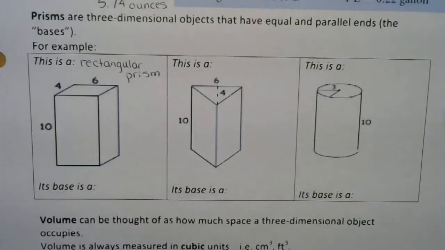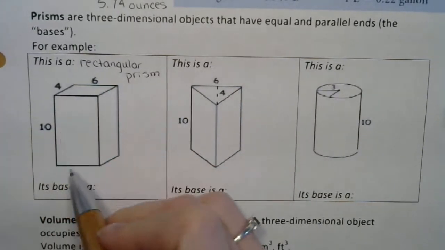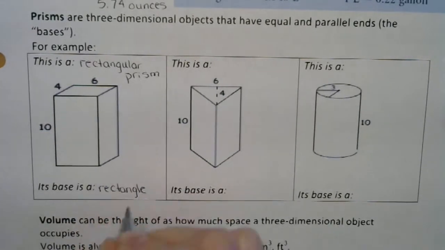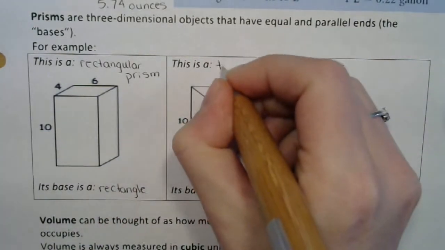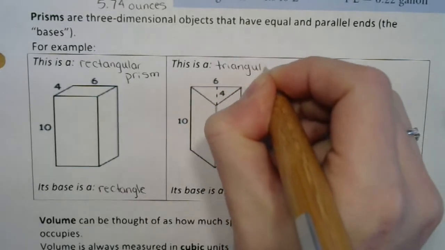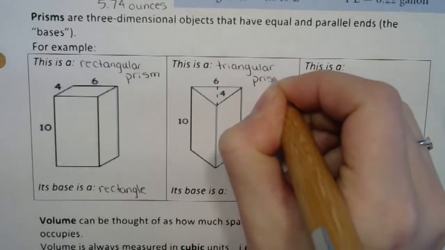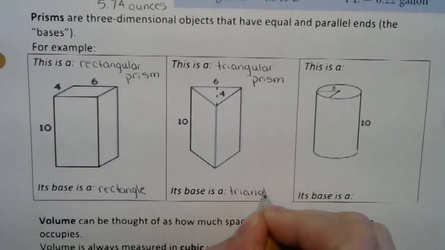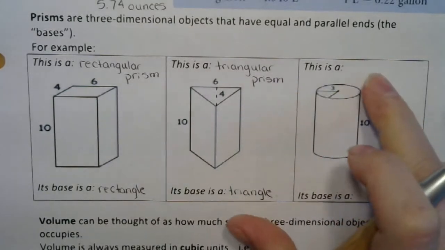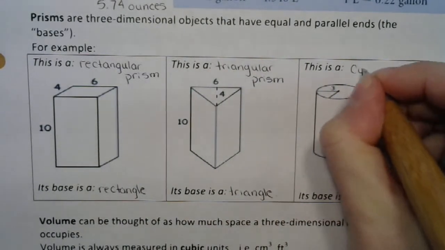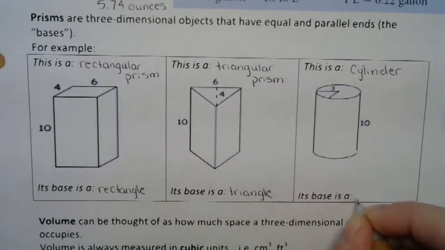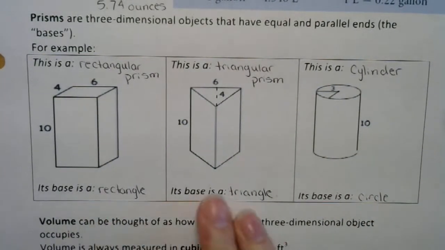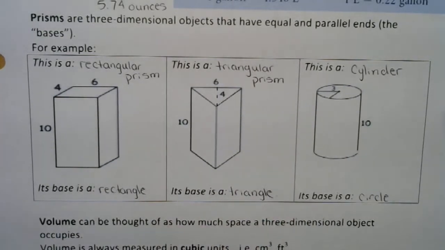Okay. And the reason I know that is because the base of this, you could look here or here, the base is a rectangle. This is a triangular prism. I know this because the base is a triangle. And usually a circular prism is called a cylinder, and the base is a circle. So those are some of the most common. Those are the ones we're mainly going to be working with in this unit.